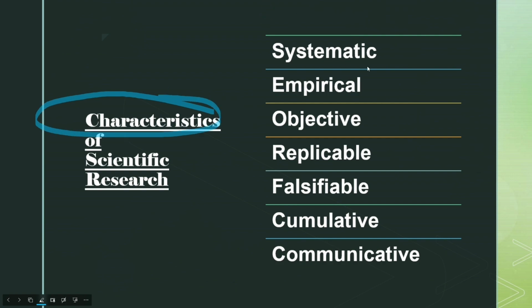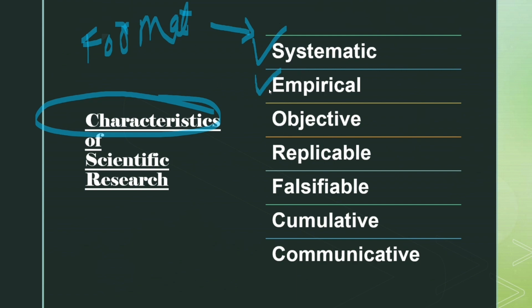First, systemic. By systemic, we mean that scientific research follows a structured methodology with clearly defined steps, protocols, and procedures. It has to be in a very systemic way, in a way that it follows a few protocols, a few norms. Another important character of a scientific research is empirical. By empirical we mean that it relies on observations and experiments, it tests the hypothesis, and it measures and gathers the data. So it relies on observation and testing of the hypothesis, and not just only observation or a theory part.